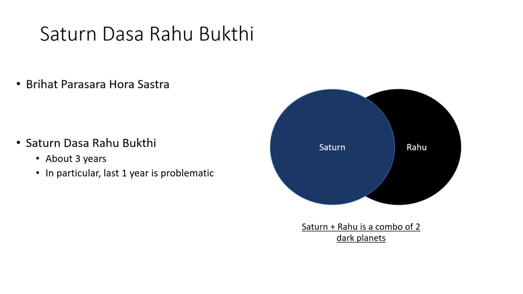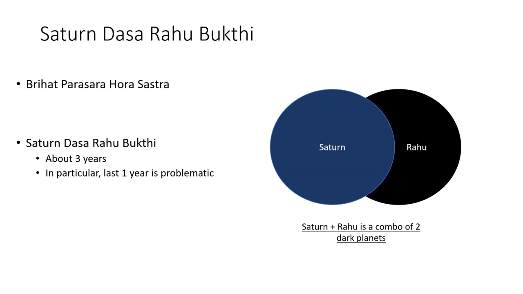Normally, this period of 3 years, Saturn Dasha Rahu Bhukti or Rahu Dasha Saturn Bhukti, it is a little less than 3 years, is normally a problematic period. In particular, the last 1 year of the 3 year period is particularly problematic, and the individual should be prepared for it. Why is it problematic? Saturn and Rahu are two dark planets, and the combination of these is normally a troublesome period, right? So this is something that an individual has to note.